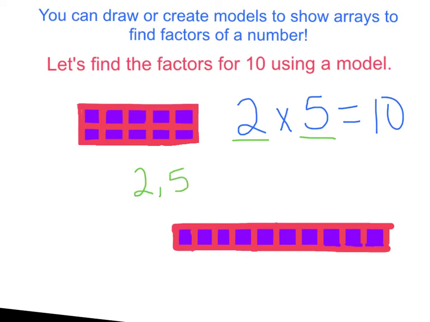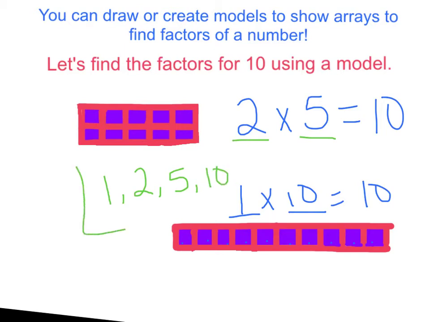Now let me look at my next array. I have 1 row, so I know I'm going to have 1 as my first factor. And there are 1, 2, 3, 4, 5, 6, 7, 8, 9, 10. So there are 10 in that row. So I know that my factors are going to be 1 and 10. So I'm going to put my factors that I have so far. So I have 1, 2, 5, and then the last one is 10. So those are my factors of 10.